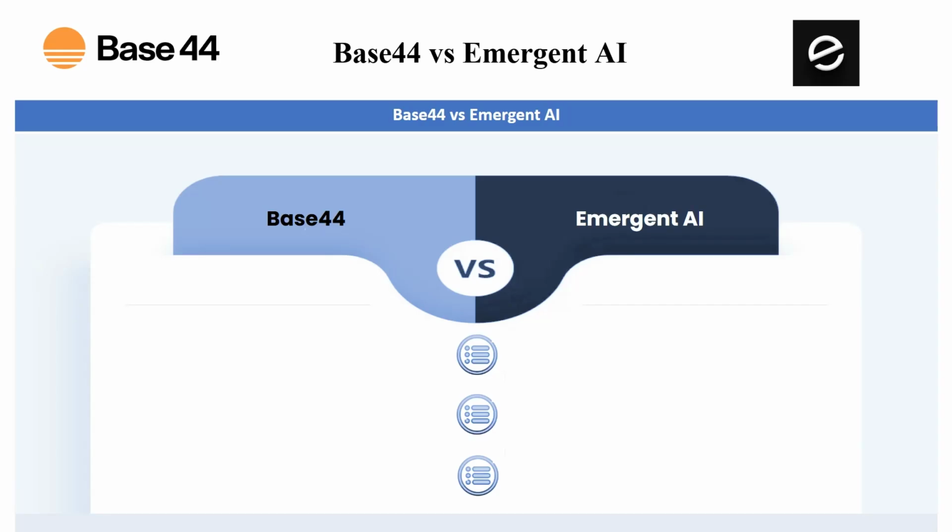In this video, I will be reviewing Base 44 versus Emergent AI. If you're choosing between Base 44 and Emergent AI, you're deciding between traditional back-end infrastructure and AI-powered application building. Both help you build faster, but they focus on completely different layers of a product. So let's break it down clearly so you know which one fits your project.